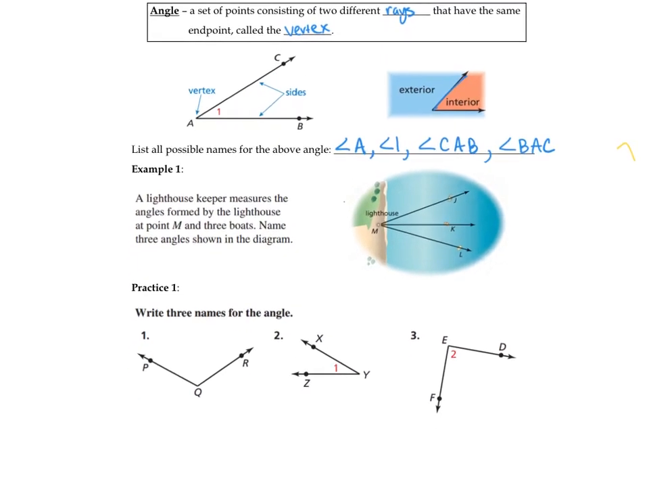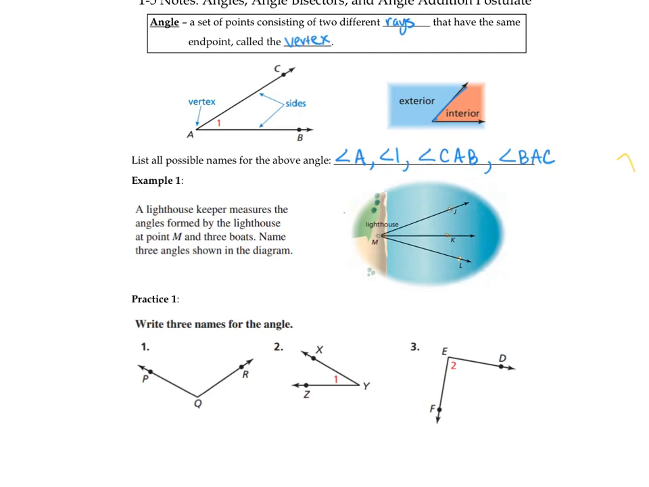Okay, for this first example, it says a lighthouse keeper measures the angles formed by the lighthouse at point M and the three boats. Name the three angles shown in the diagram. All right, so here's the first angle. So this one here is the first angle. We're going to call that angle JMK. Either I could say JMK or I could say angle KMJ. So that's the first one. Either of those is acceptable.